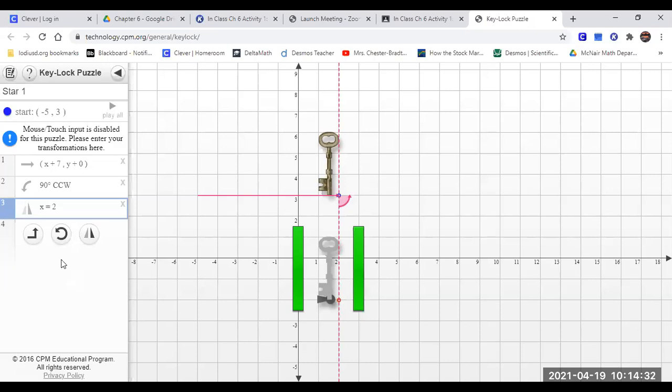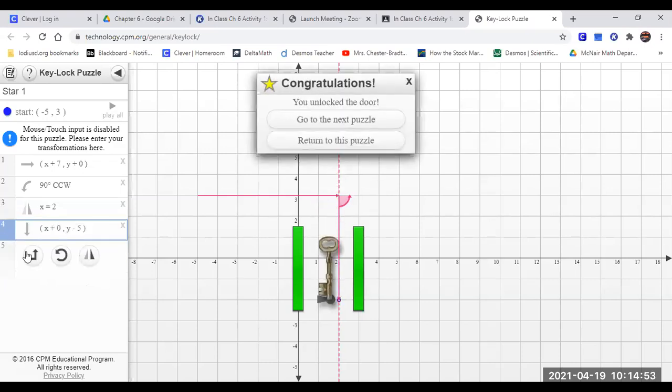Okay, now we need to slide it. How do we need to slide it? What needs to happen to slide this? Only down, so the x stays 0. Down by how much? Negative what? 5 spaces? Okay, let's try. Yay!